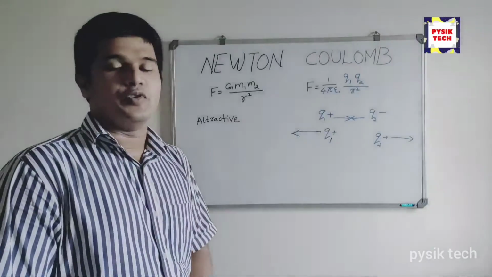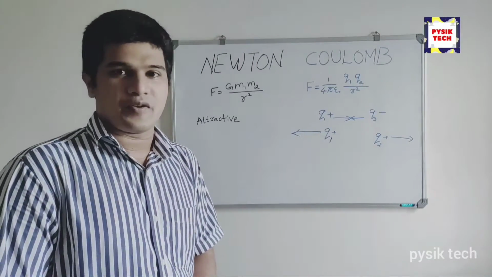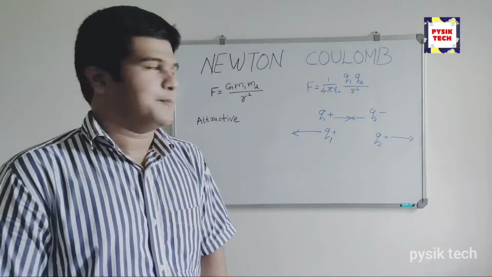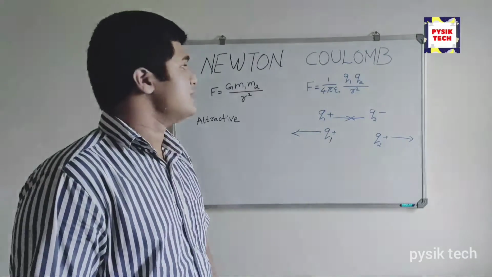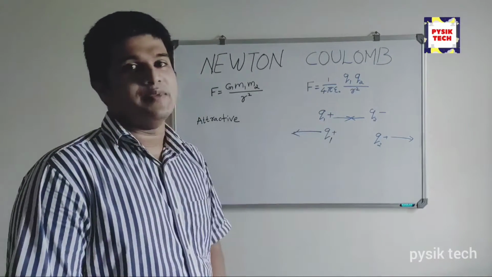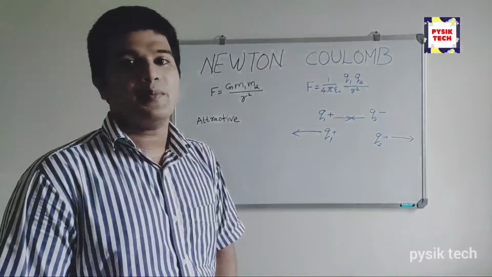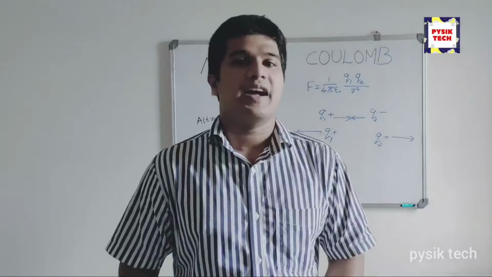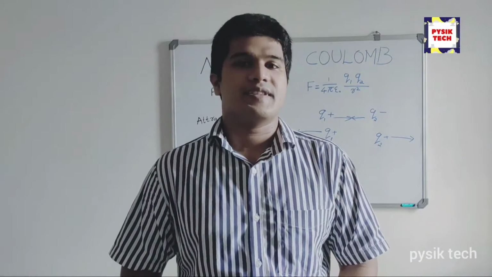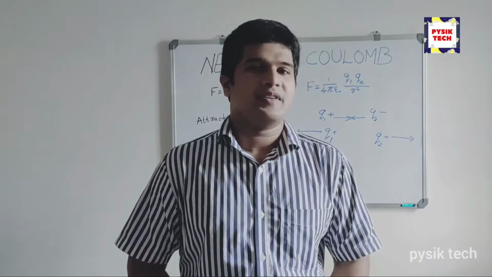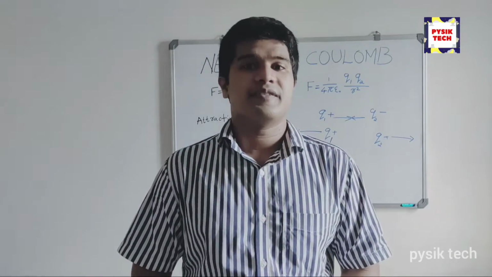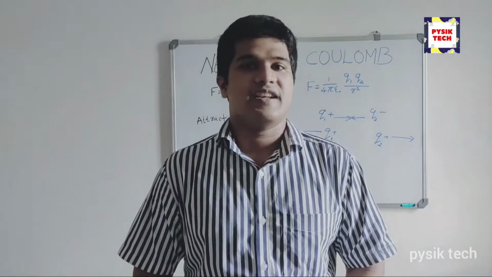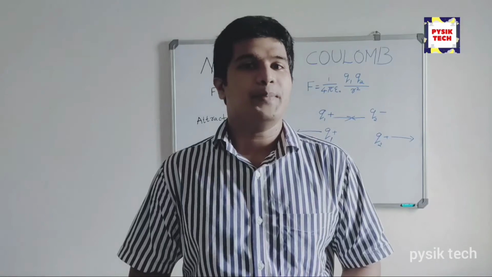Why? From Newton's law, the gravitational constant G does not depend on any medium, but in Coulomb's force, the value epsilon 0, that is called permittivity of air, depends on the medium. If you are calculating Coulomb's force in different mediums, the value of epsilon will change. Coulomb's force also changes and depends upon the medium.